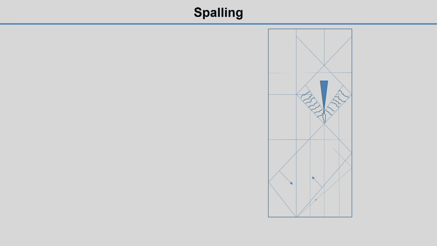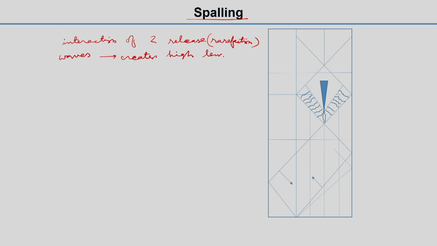We already talked about spalling in earlier classes during our discussion on shock waves. Here, I hope you will understand this diagram, because earlier we discussed it. Spalling is basically an interaction of two release waves, or rarefaction waves, that creates high tension. The tension should be sufficient for spalling.